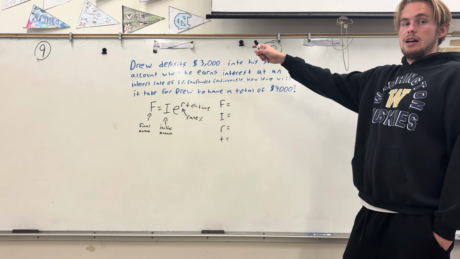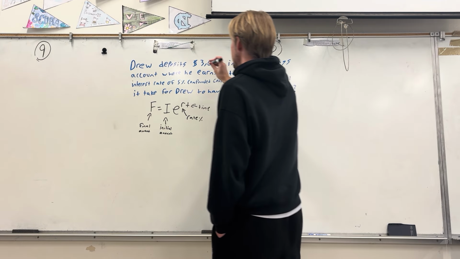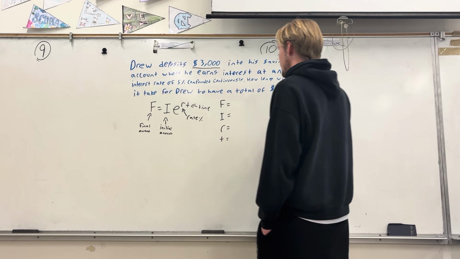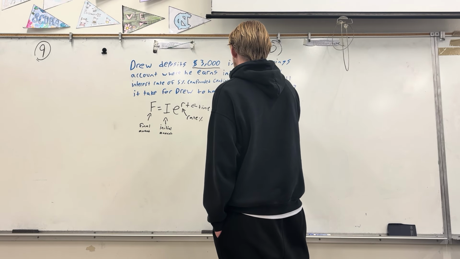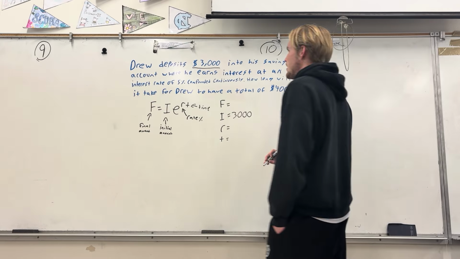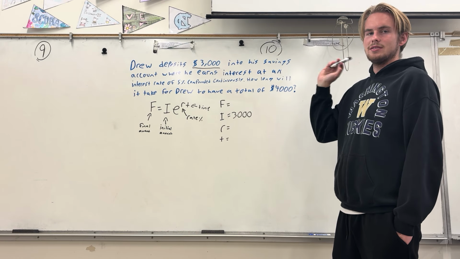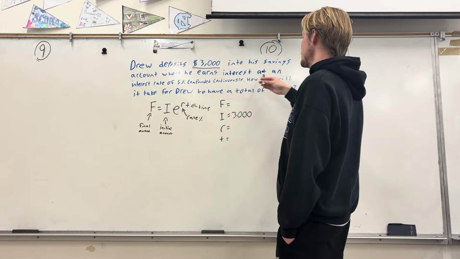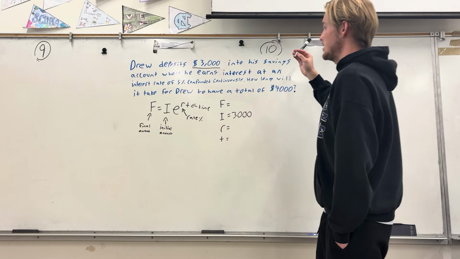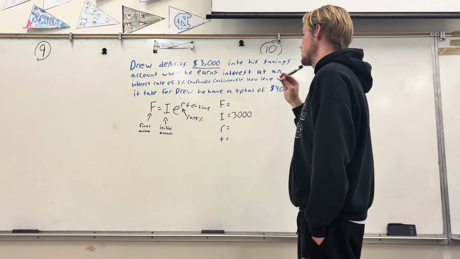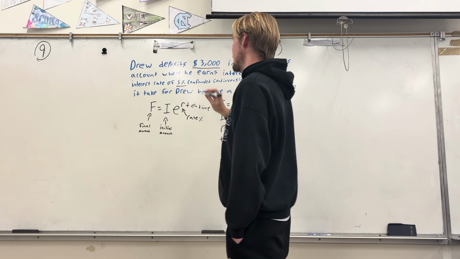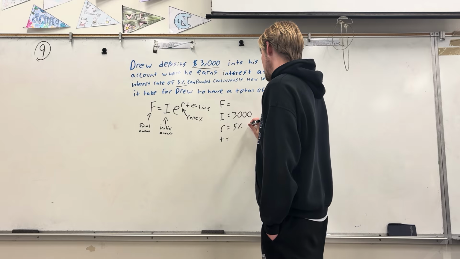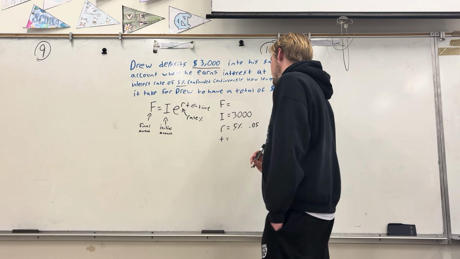So I'm reading this scenario right here. I start with Drew deposits $3,000, just like in the last video. That's talking about the initial investment. So I is going to be 3,000. F, or no, my bad, not F. That's not how we do this here. We just keep on reading. 3,000 into a savings account where he earns interest at an interest rate of 5% compounded continuously. So the rate is going to be 5%. So that's our R. We write it as a decimal, 0.05.